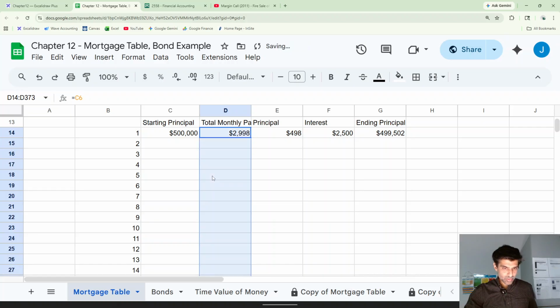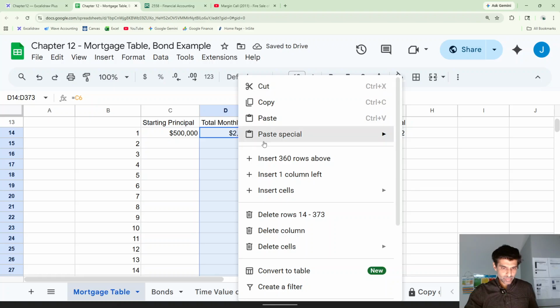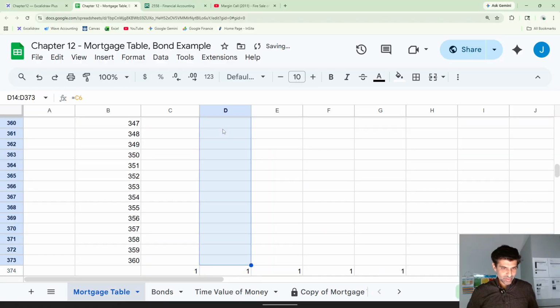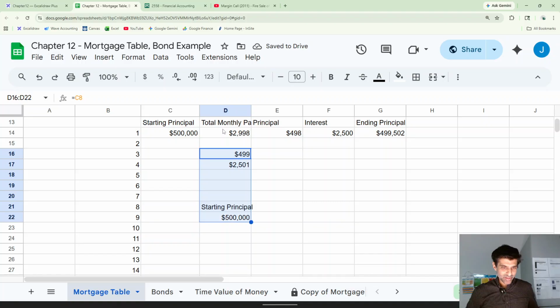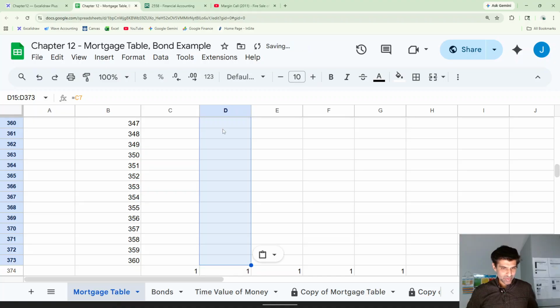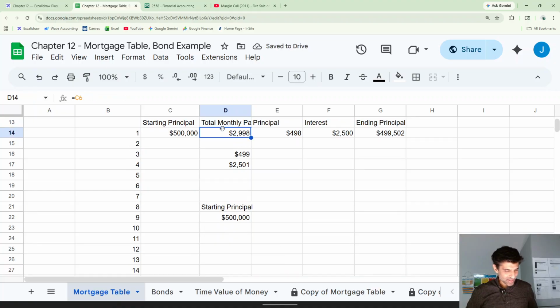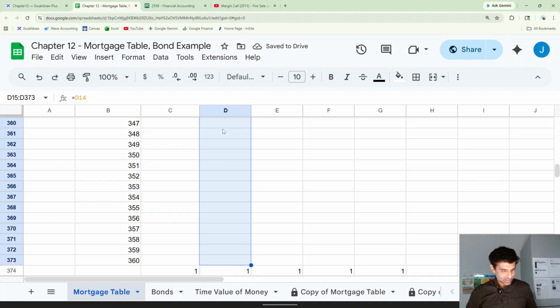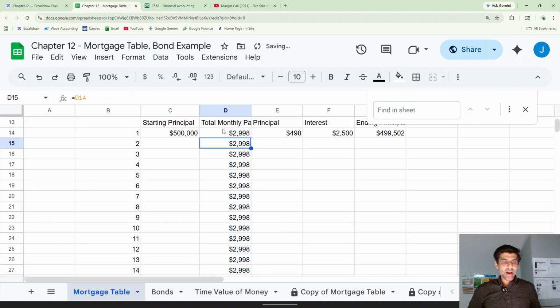Oops, what the heck? Oh man, my Excel quick keys do not work in Google Sheets. Okay, so let's just do this, copy and paste. What the heck? Okay, I think I know what the reason is. Okay, this. Now I should be able to do it. Okay, so every payment is going to be the same amount.